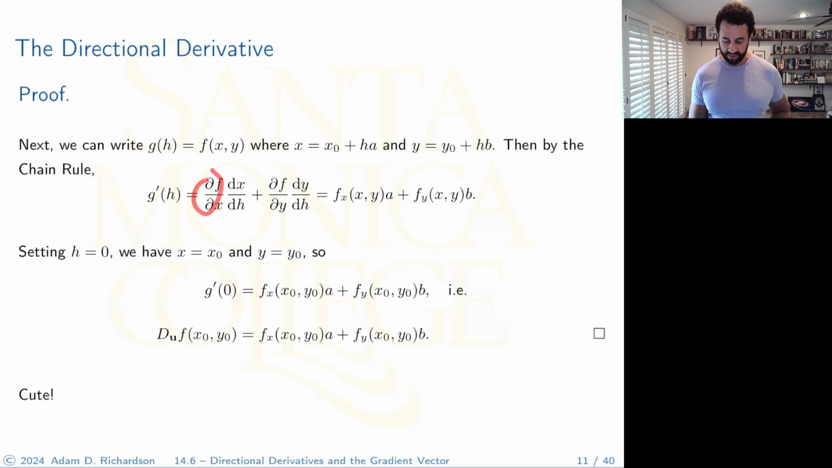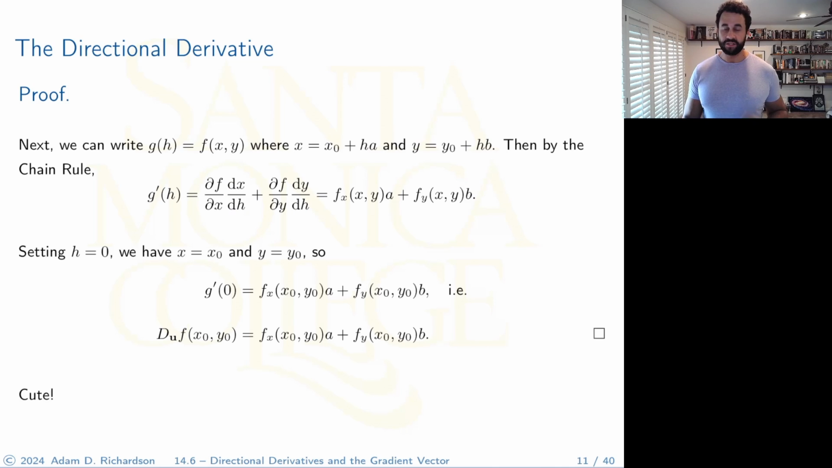But remember, partial f partial x is just the partial with respect to x. And dx dh, this we can actually compute directly. So look at this formula for a minute. If you differentiate this with respect to h, what do you get? Well, that goes away, and you're just left with a right there. Do the same thing for this term right here. Partial f partial y is the partial with respect to y, and the derivative of y with respect to h is just going to give you b.